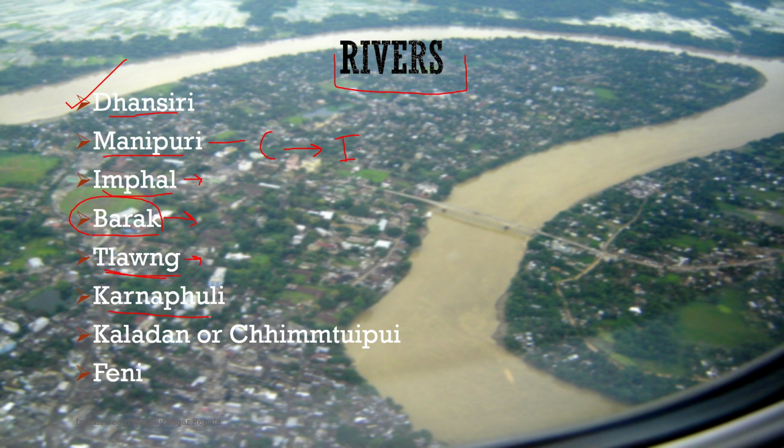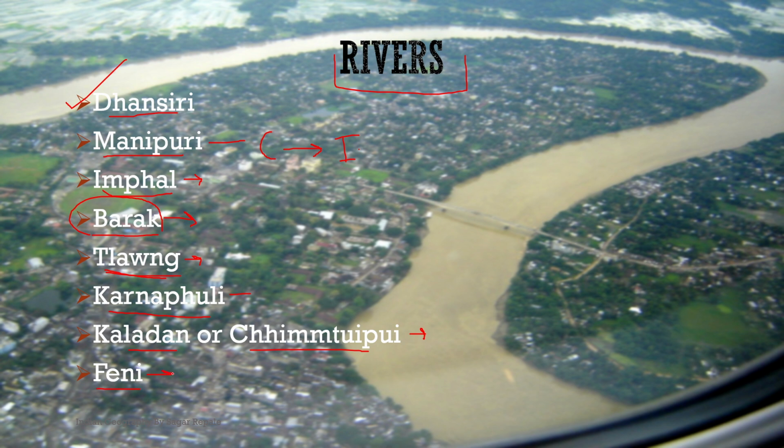Then there is Karnafuli River. Again, Karnafuli River is a trans-boundary river which flows from Mizoram and then it enters Myanmar. Next, there is Kaladan River. Kaladan, which is also called as Chimtuipui River in India. So Kaladan, it originates from the state of Mizoram and then it flows towards Myanmar and at last it merges to the Bay of Bengal. Next, there is Feni River. So there was a dispute.